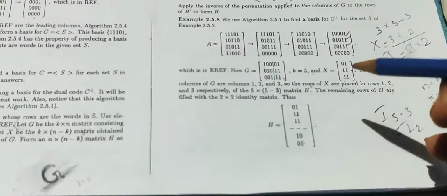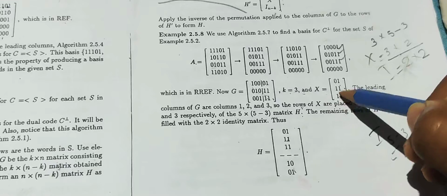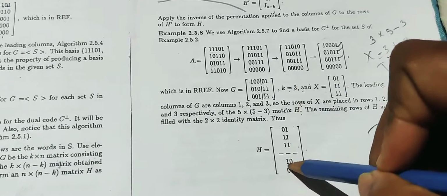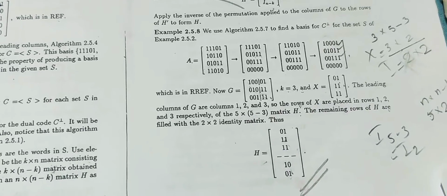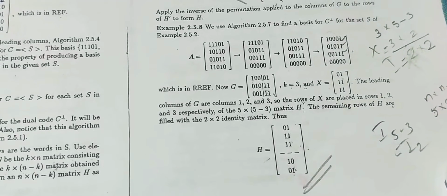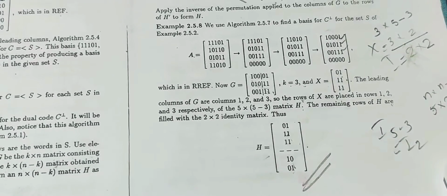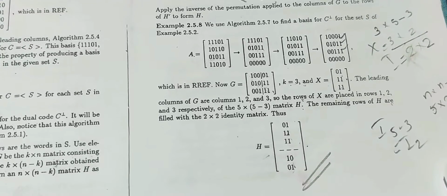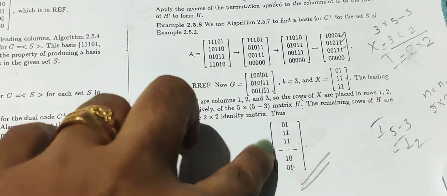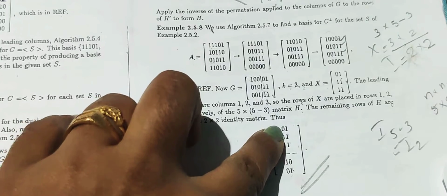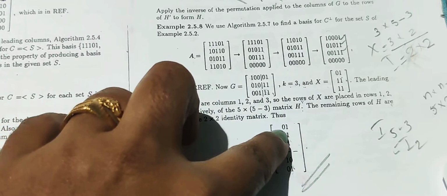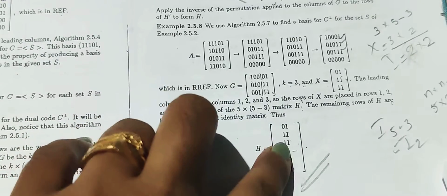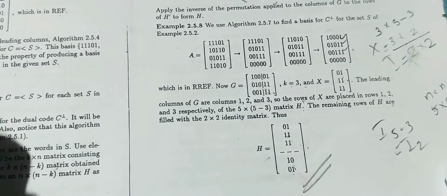That is X, which is 0 1 1 1 1 1, together with the identity 1 0 0 1. So this is the matrix H. And what are the columns of H that form a basis? The first column is 0 1 1 1 0, and the second column is 1 1 1 0 1. So these two columns form a basis for C perp.